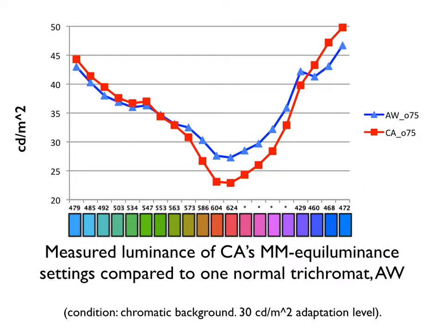It's important to note that the actual result that you're seeing with Concetta's difference is linked to the subjective brightness or the luminance in Concetta's equiluminance settings. Here we see the red line tracing Concetta's measured luminance of her settings compared to a single normal subject, AW, shown in the blue line. And you can see that in the reddish region of the spectrum, those stimuli Concetta requires less luminance for in order to establish an isoboluminance setting.